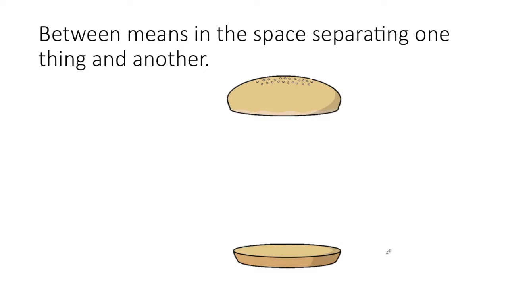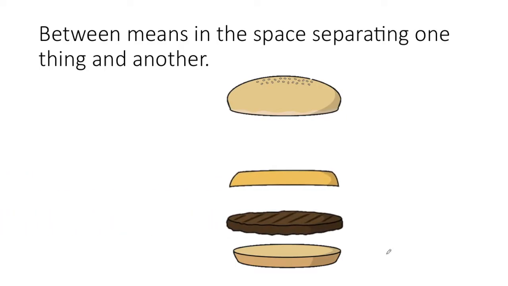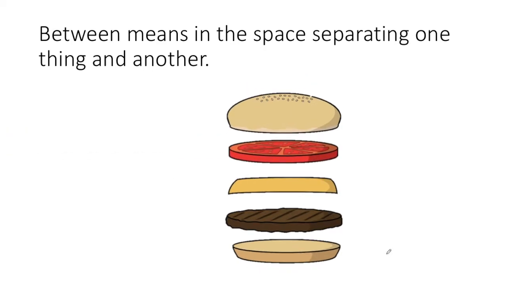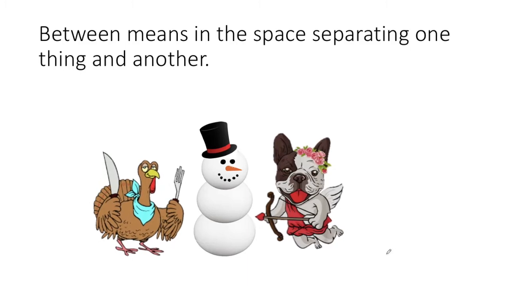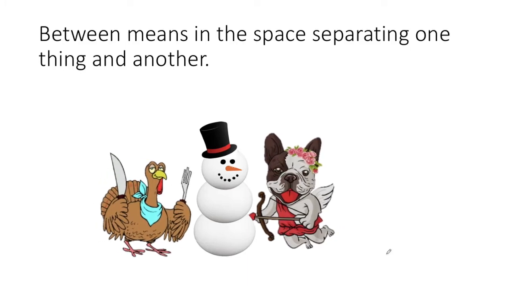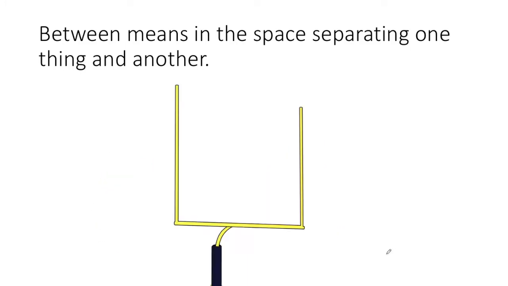Like that dog was between the wall and the couch. A hamburger is between the buns. It's in the space between the buns. Winter break is between Thanksgiving and Valentine's Day. It's in the space from Thanksgiving to Valentine's Day. A football goes between the uprights to score a field goal. It's in the space between the two uprights.